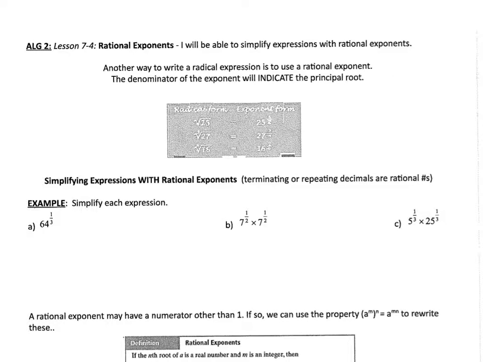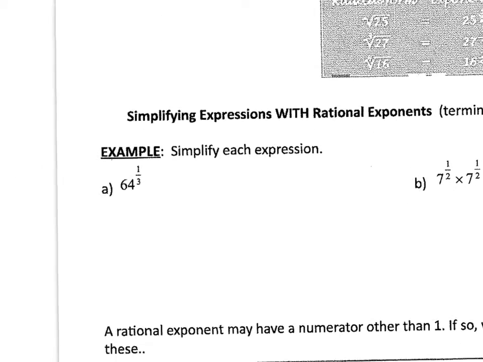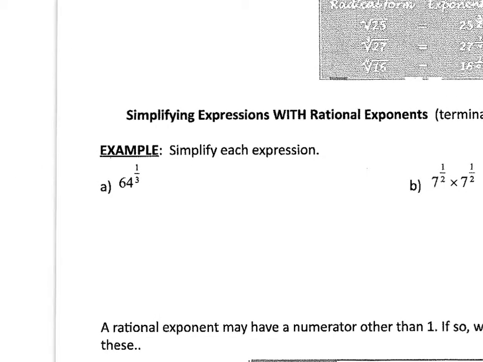So in this lesson you're going to go back and forth between radical form and exponent form. A radical is just a rational exponent. Rational exponents are decimals that stop or repeat. So instead of writing 64 to the 1/3 power, this denominator actually represents the index. So it's the cube root of 64, which is 4.